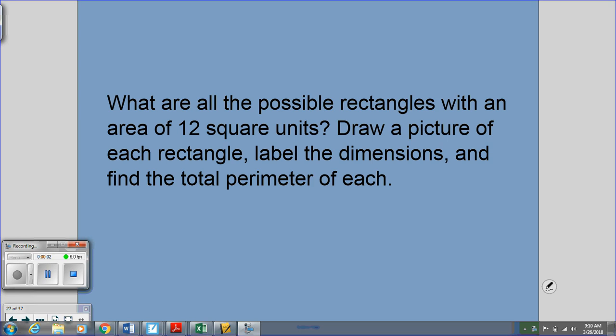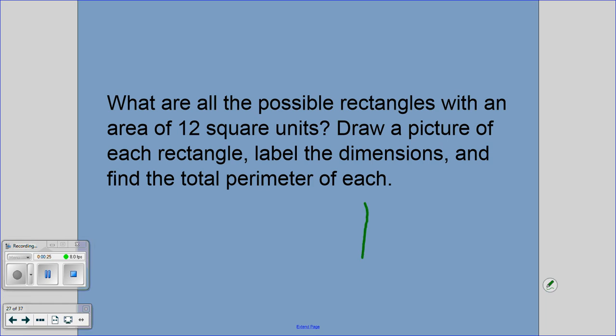Alright, today we're trying to find all the rectangles that could have an area of 12. What might be one rectangle, because most of you have at least one drawn. What might be one rectangle that you could use that will have an area of 12? Lucy? A 2 by 6.